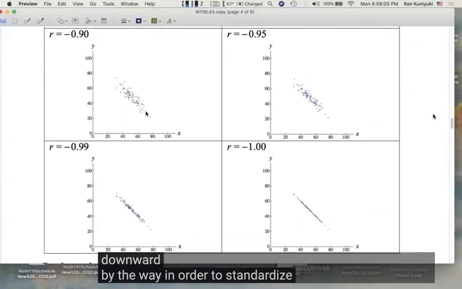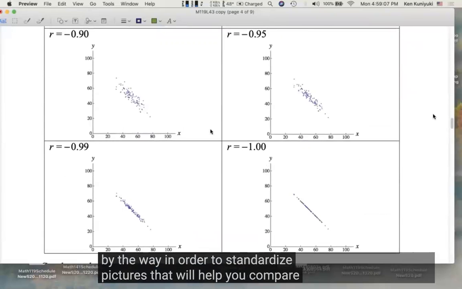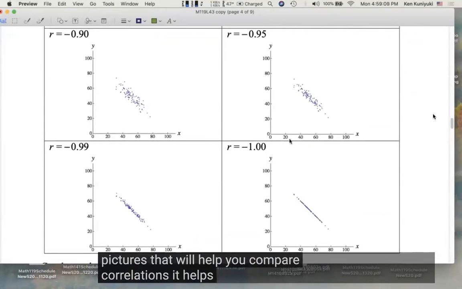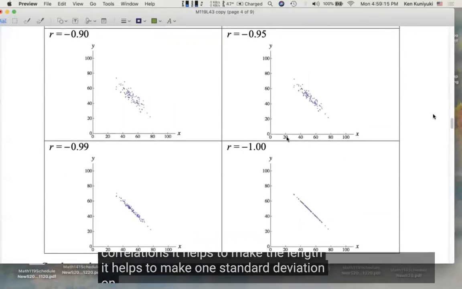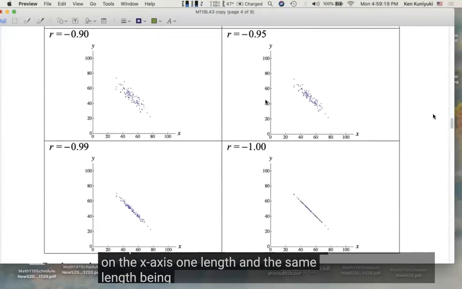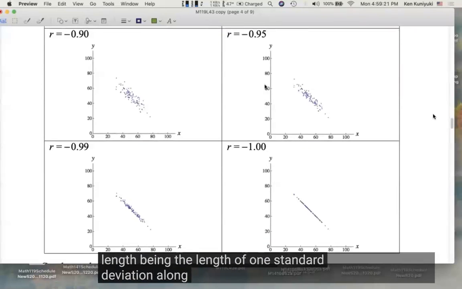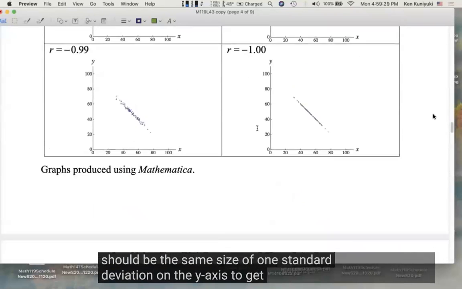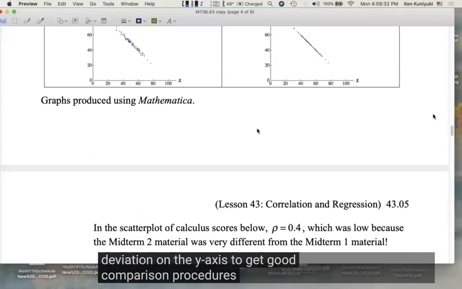By the way, in order to standardize pictures that will help you compare correlations, it helps to make one standard deviation on the x-axis the same length as one standard deviation along the y-axis. So basically, one standard deviation on the x-axis should be the same size as one standard deviation on the y-axis to get good comparison procedures.